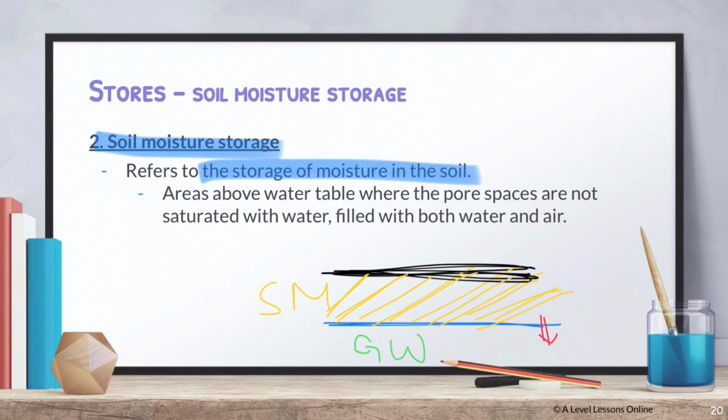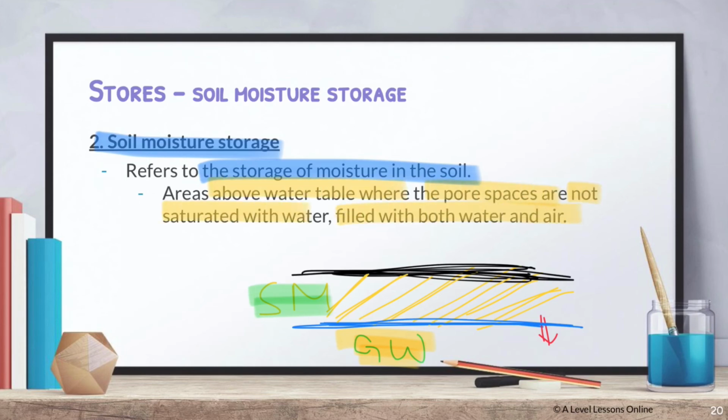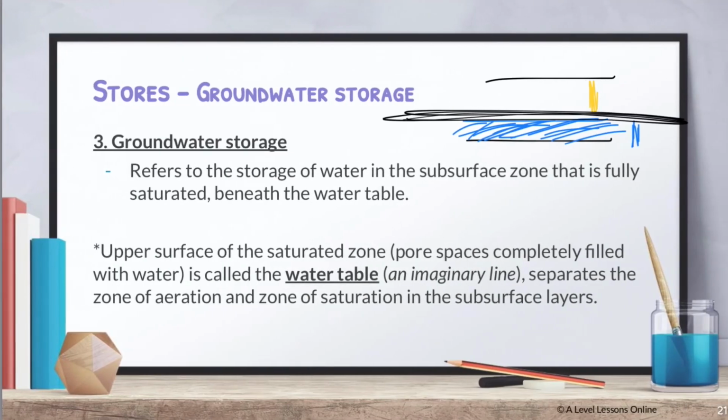So it's between the surface and the groundwater storage. The middle part is your soil moisture storage, and the bottom down here is your groundwater storage. We'll learn this later on. It refers to the areas above the water table where pore spaces are not saturated with water, filled with both water and air. This is just the by-the-book definition.